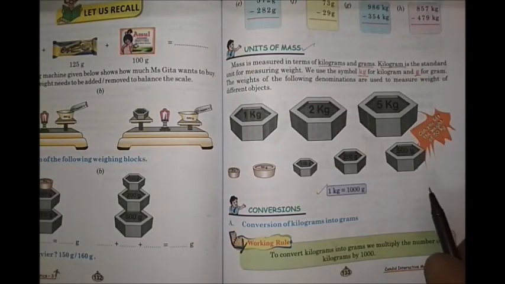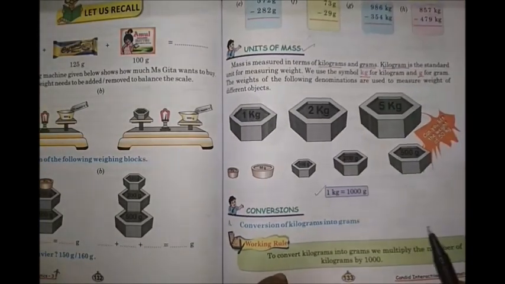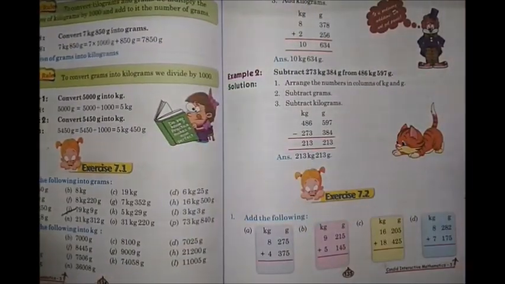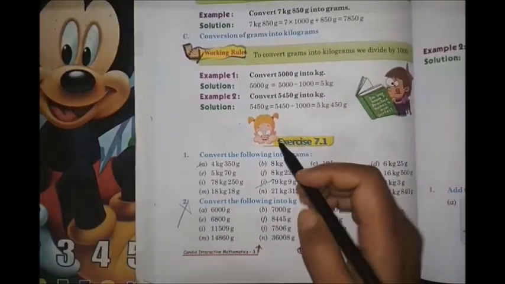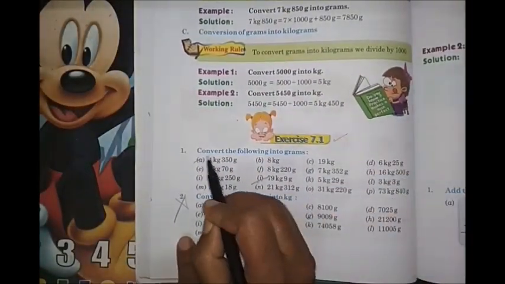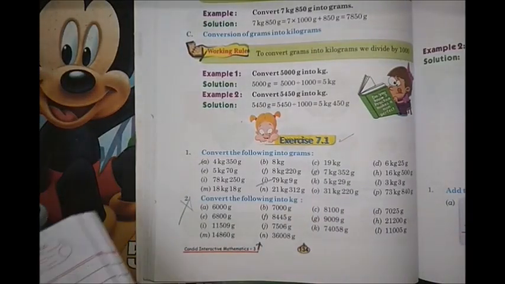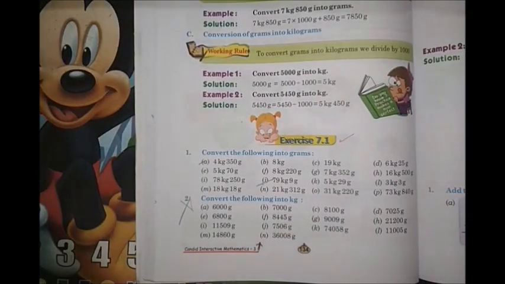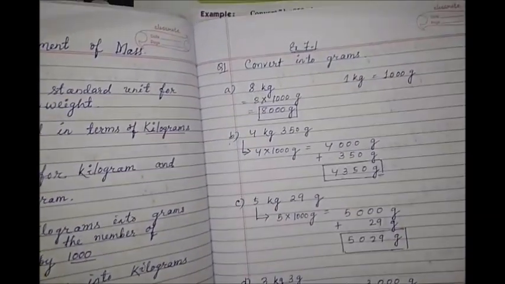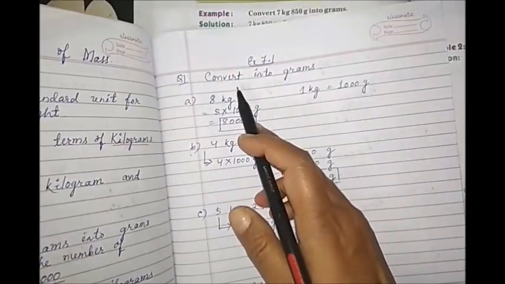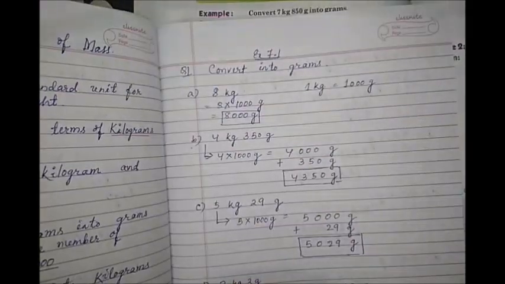Next we'll do exercise 7.1. 7.1 is conversion. Convert the following into grams. Question number 1, you see. Exercise 7.1: convert the following into grams. Here also we'll do a few questions.